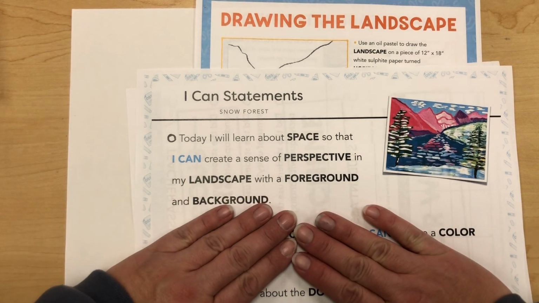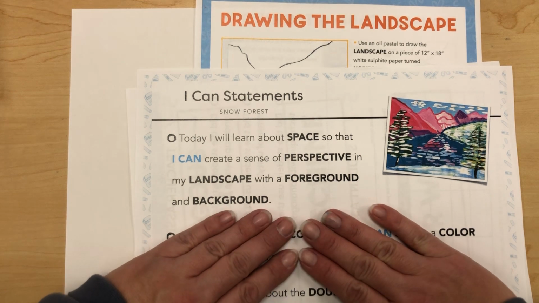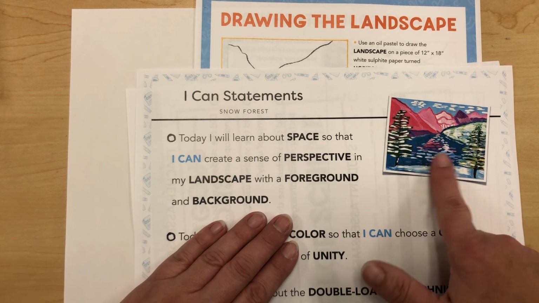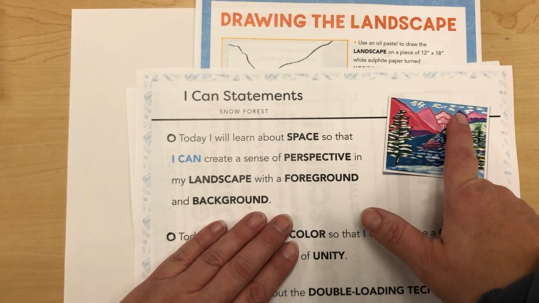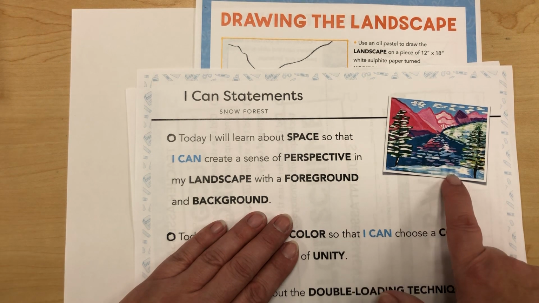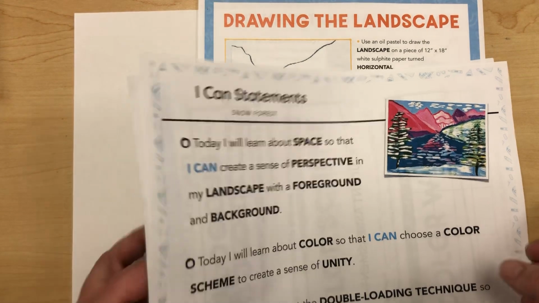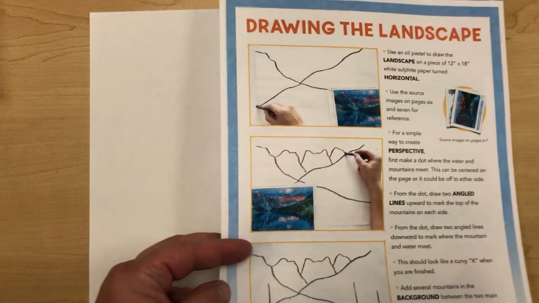And our I Can statement today says, today I will learn about space so that I can create a sense of perspective in my landscape with a foreground and background. And so remember, foreground is in front and background is back here. So everything in the foreground will have lots of detail, and it's going to be a lot fuzzier in the background, okay? So we're going to follow along with this sheet right here.